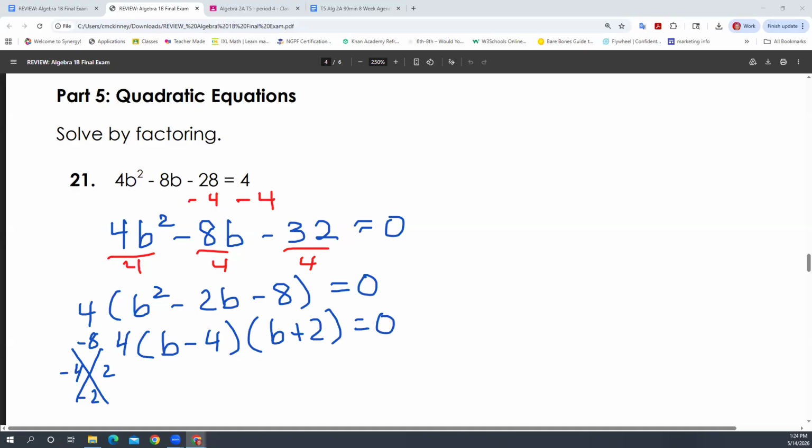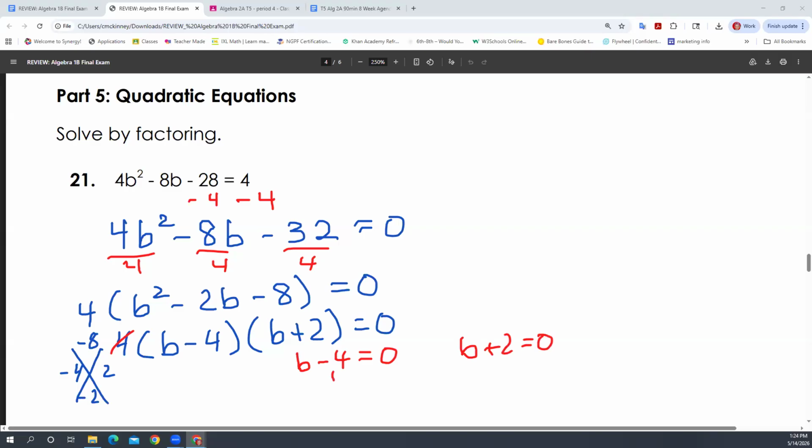And our 4 for our GCF is still part of our factors. So when things multiply together to give 0, one of them has to be 0. But 4 can never equal 0. So we don't need to worry about the 4. If it was an x out there, we would have a possibility that 0 could be one of the solutions. So b minus 4 equals 0, or b plus 2 is equal to 0.